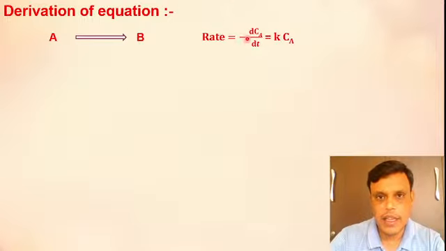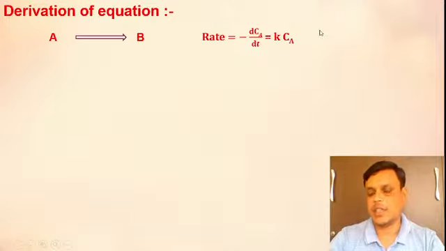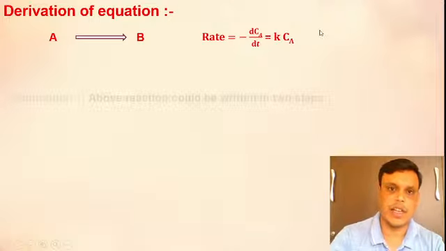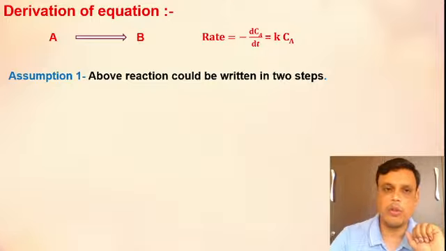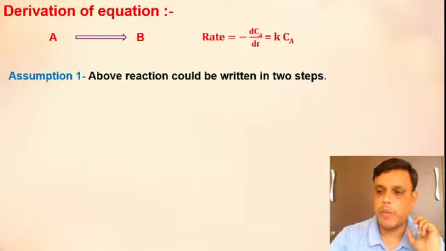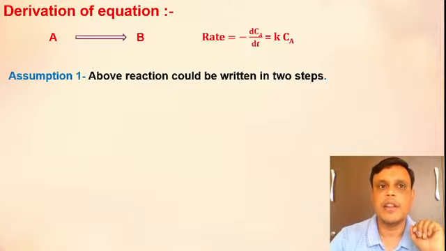The minus sign indicates that the concentration of the reactant decreases. CA is the concentration of reactant A, and the rate equals k CA, where k is called the rate constant. Now there are some assumptions according to the van 't Hoff rule, so we have to apply those assumptions while deriving the equation.